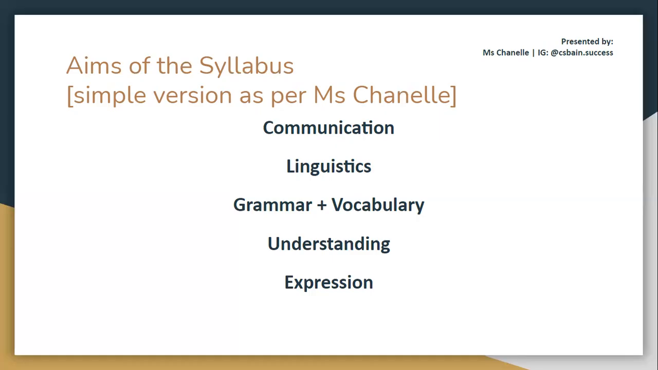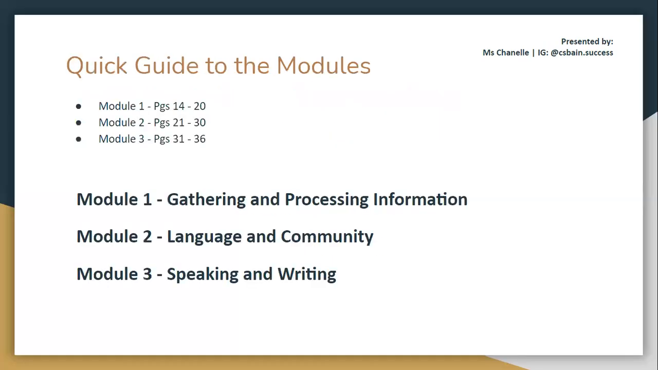So that is it for a quick guide. Again, it's a quick guide. It is not a deep dive into these particular modules. As we move on into the series, we'll be going into module one and start examining some of the information that's under gathering and processing information. After that, we'll be looking at module three, speaking and writing, followed by language and community, module two. I like this particular sequence because I think it makes a lot more logical sense, as a lot of this information is undeniably new for many students of communication studies.